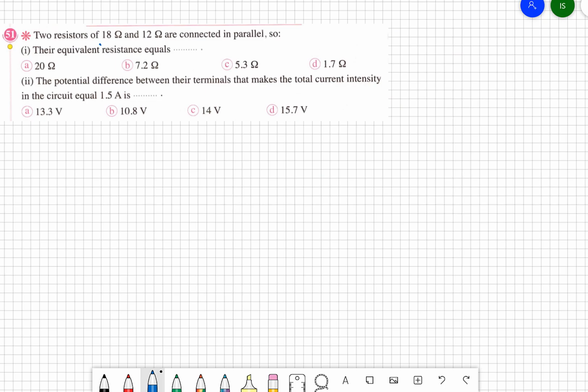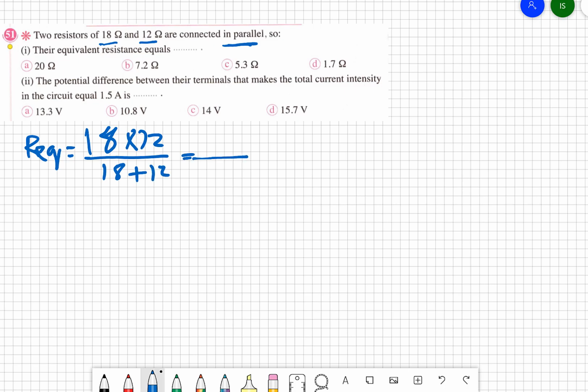51. 2 resistors 18 and 12 are connected in parallel. So the equivalent resistance, R equivalent, is R1 times R2 over R1 plus R2, 18 times 12 over 18 plus 12. 18 plus 12 is 30. 18 times 12 is 216, which gives 7.2 ohm. So we answered the first part, 7.2.